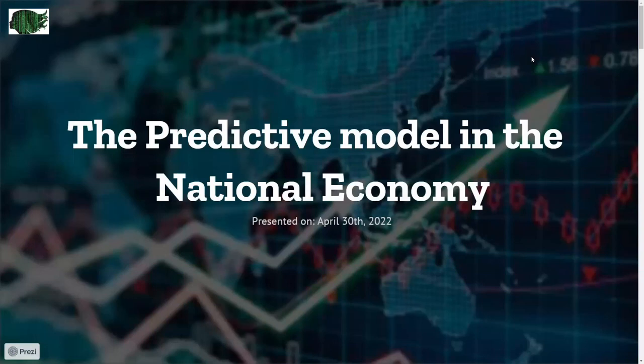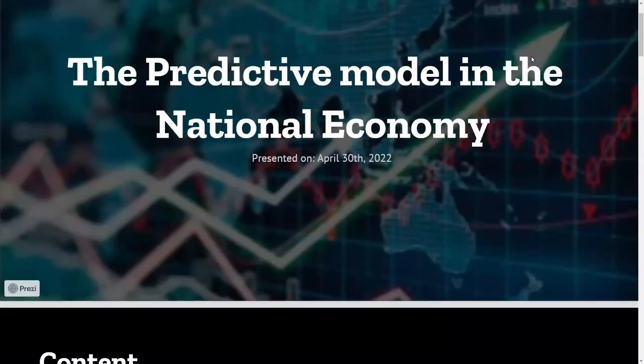So the predictive model in the national economy, I kind of shortened the title. Here we're looking at what the predictive model is, and we're using the national economy of Nigeria as a case study.